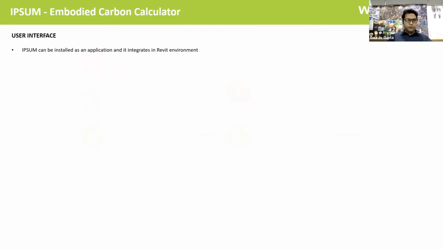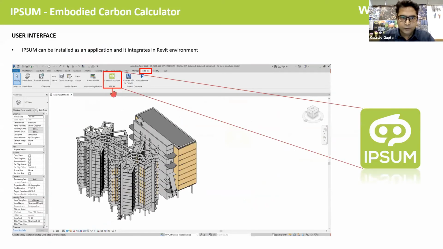So now I'm moving to the user interface. Epsom, the way it is designed, is an application that can be installed and it finds its space in the Revit environment. This is how it looks. So you can go to the add-ins. Once you install it, it will be in the add-ins in the Revit environment.